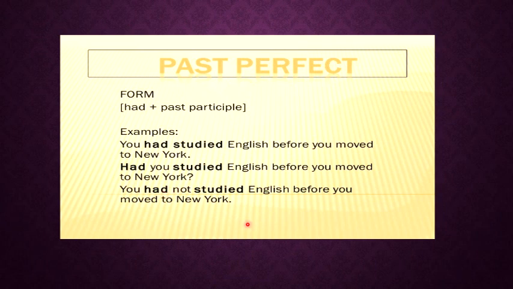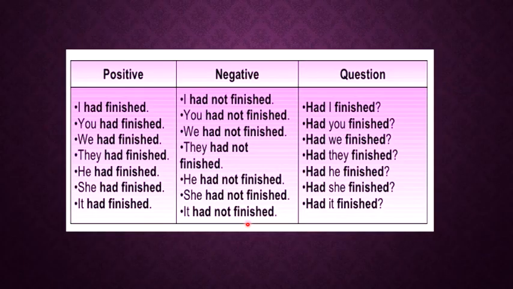Please focus on the examples. Now this is again a good table. The positive sentences, meaning affirmative sentences, are changed to negative sentences. The same are changed to questions. And the same verb is used so that the subjects become clear to you.